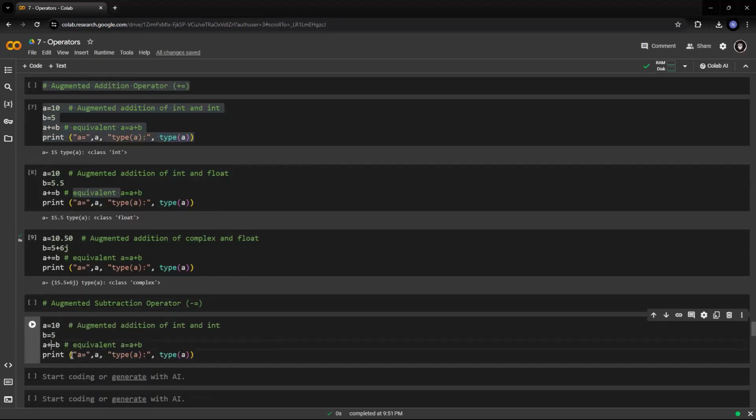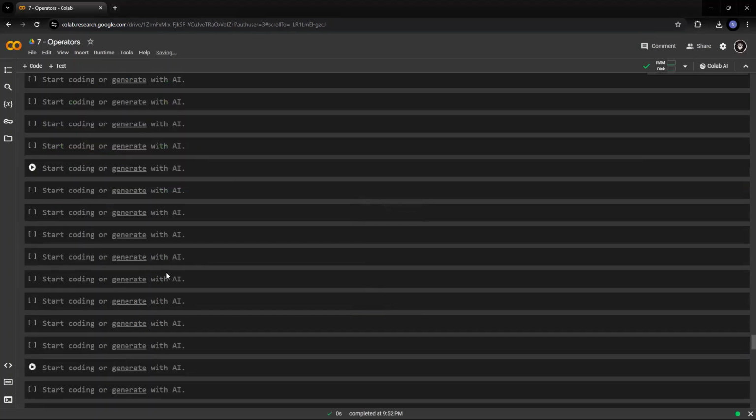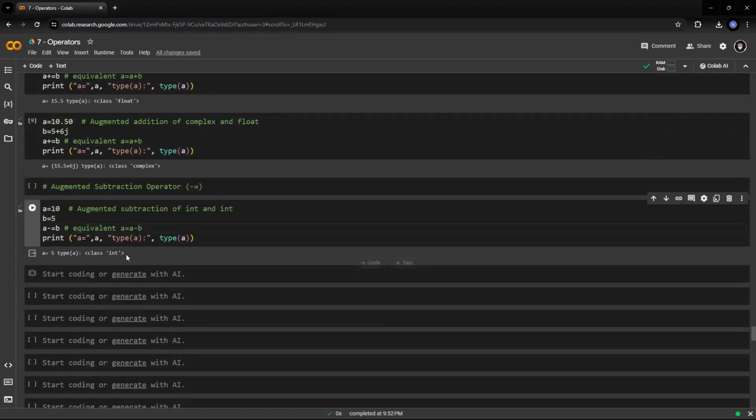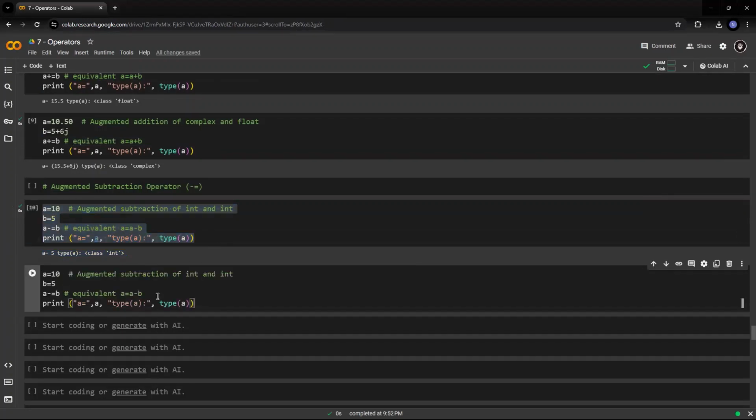We just need to change the formula a bit, and then we have augmented subtraction of int and int type. Okay, a equals a minus b. Let's run this and see what happens. We can see the result here, and the class is int. So it keeps the integer type as it is unless we do it with a float instance.